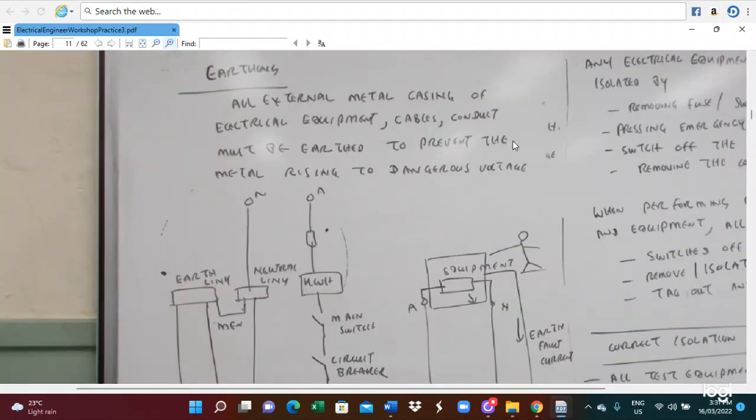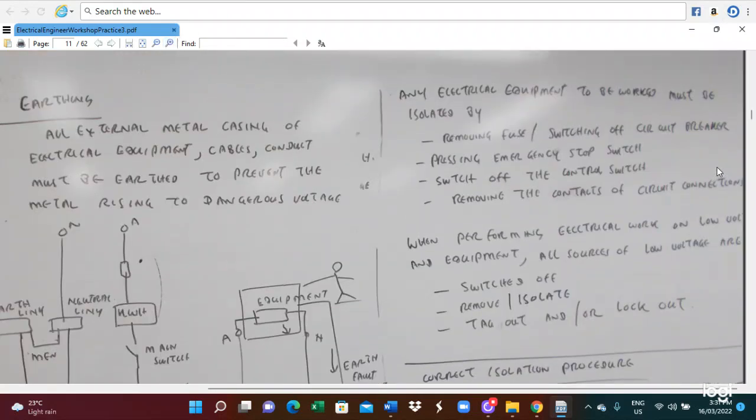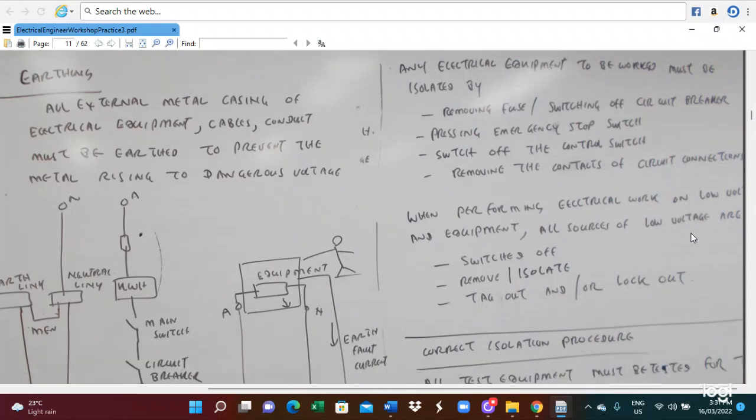So in this case, we also have to ensure the electrical equipment to be worked on must be isolated. So you have to remove the fuse, switch off the circuit breaker, press the emergency stop switch, switch off the control switch, and remove the contact at the point of connection.